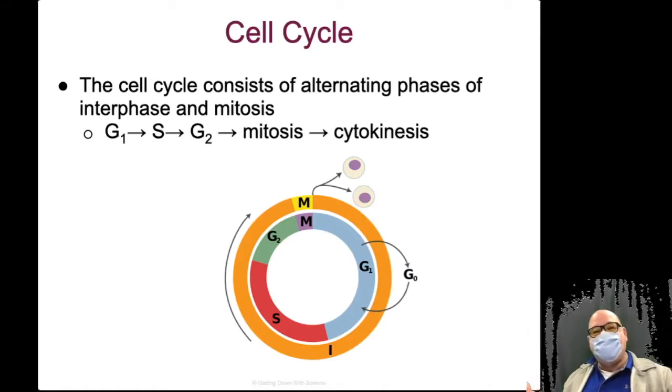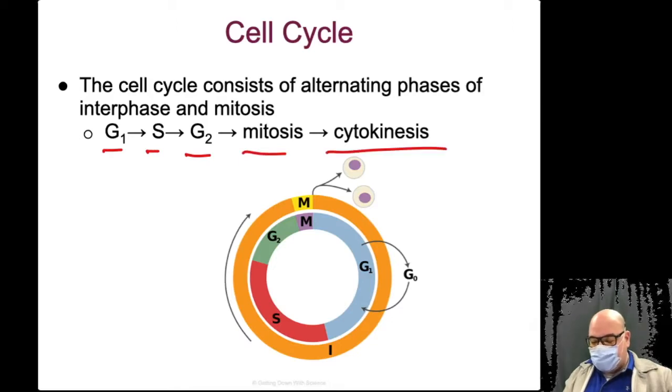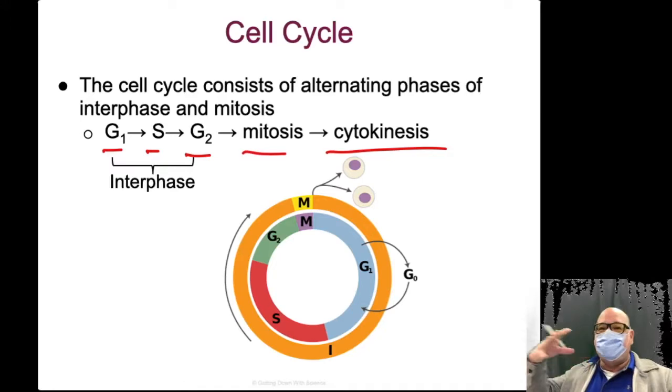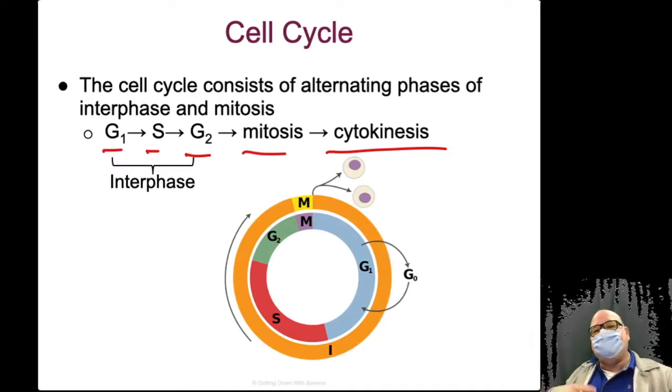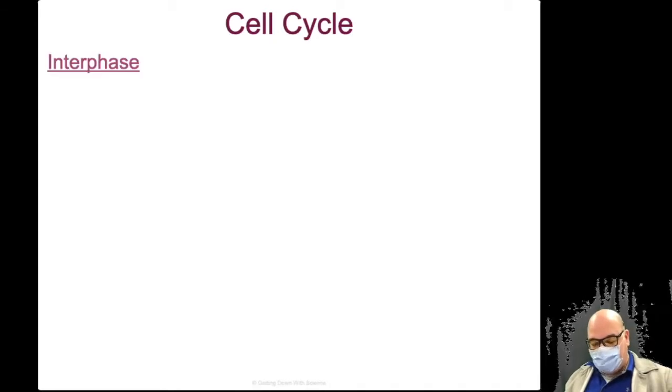So here's the general layout. You have G1, S, G2, mitosis, and then cytokinesis, which we're going to break all these down, but these should be vaguely familiar to you if you've taken a biology class in your earlier years of high school. Okay? So interphase is the biggest, longest phase. It's broken down into these other phases that we're going to talk about. Okay, so let's break down interphase.